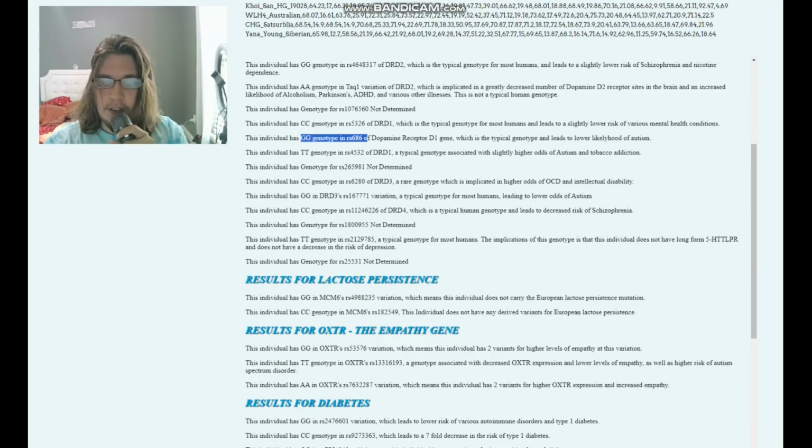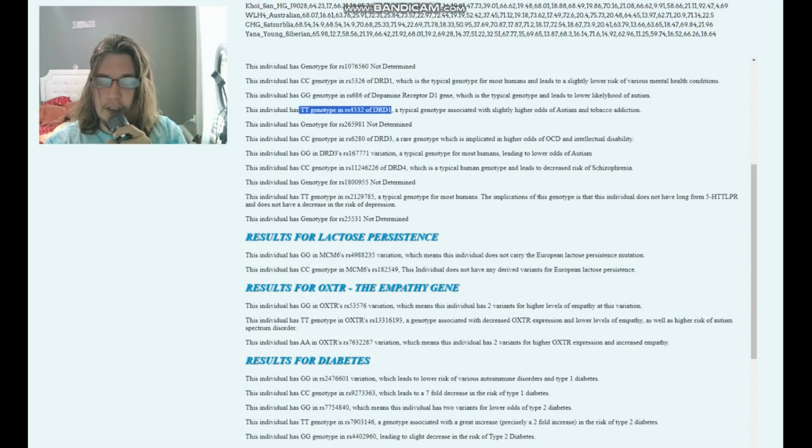GG in this variation of DRD1, a typical genotype, leads to lower likelihood of autism. TT genotype in this variation of DRD1, a typical genotype associated with slightly lower odds of autism and tobacco addiction. CC genotype in this variation of DRD3, which is a rare genotype that is implicated in higher odds of OCD and intellectual disability. Okay. GG genotype in this variation of DRD3, which is a typical genotype for most humans, leading to lower odds of autism.